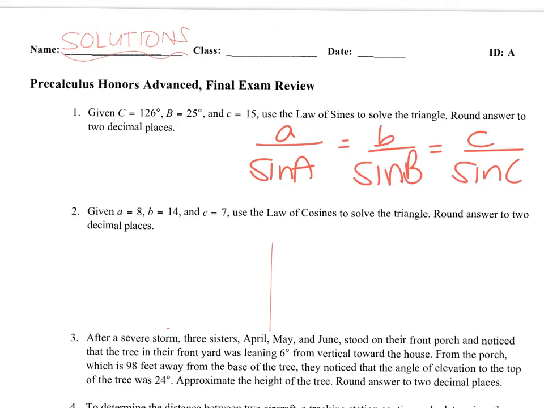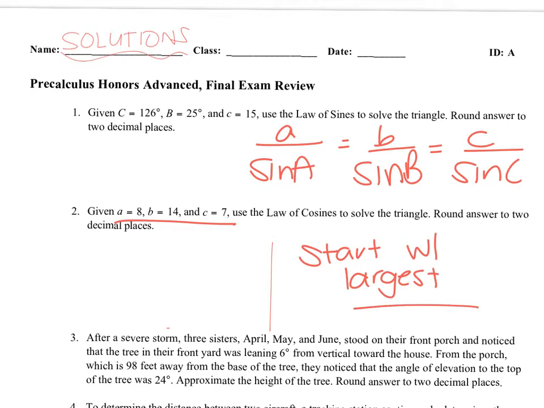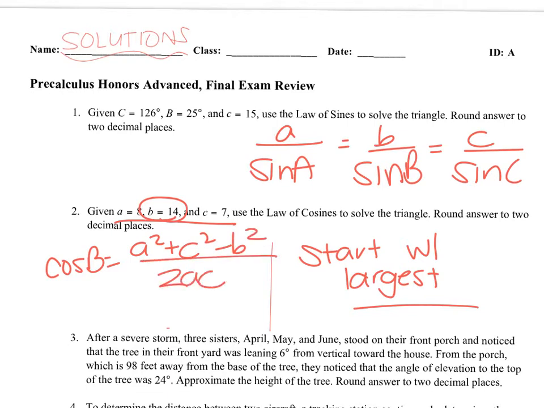Okay. And then 2 is the law of cosines. So remember, when they give you all 3 sides, you have to start with the largest one. Otherwise, you introduce an ambiguous case that technically doesn't exist. So for this, I would start with B. I would work through the cosine of B equals A squared plus C squared minus B squared over 2AC. And then be really careful when you're plugging that into your calculator.